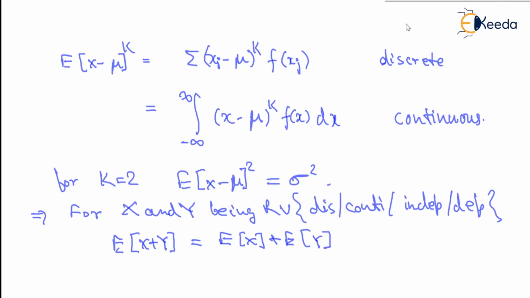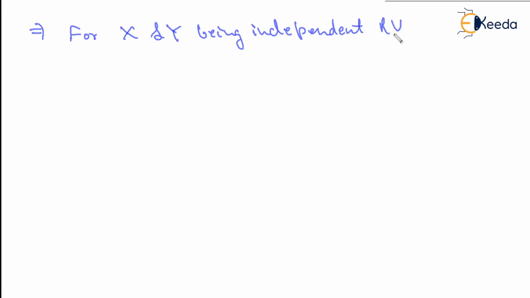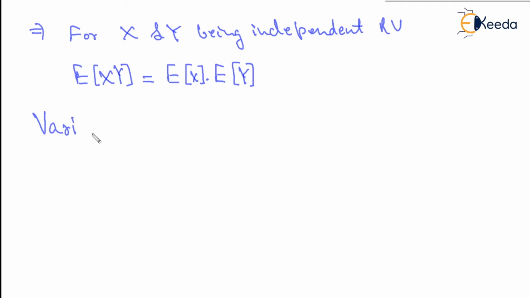Also, for x and y being independent random variables, E of xy is given as E of x into E of y. We'll see some more results, but let's move to variance.